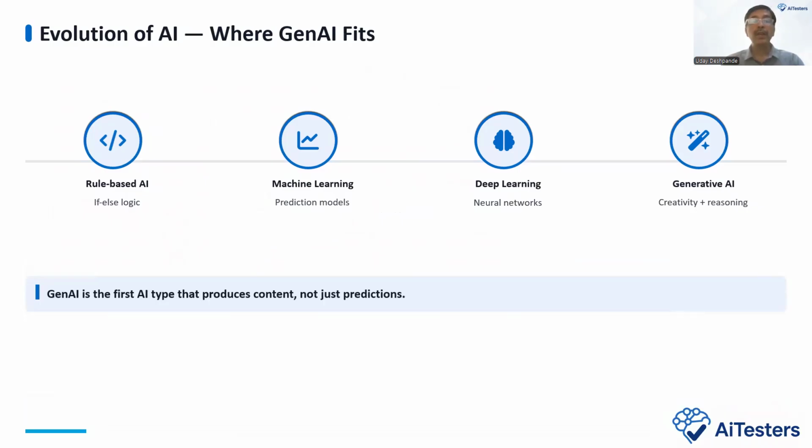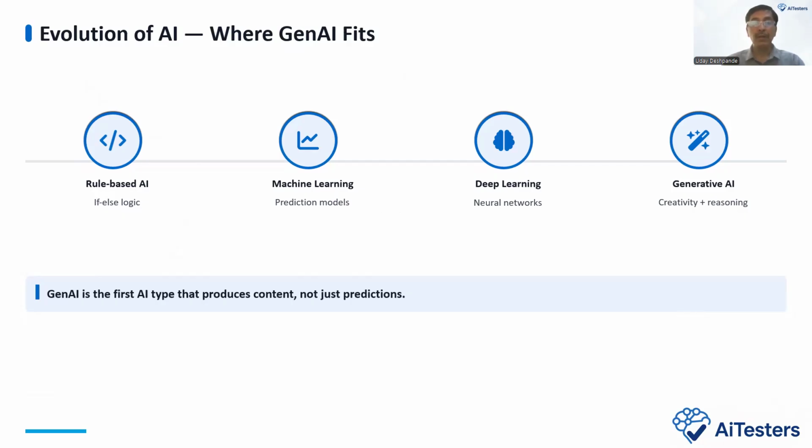To understand where generative AI fits, let's look at the evolution of artificial intelligence. It started with rule-based AI, simple if-else logic that followed predefined rules. Then came machine learning, which could build prediction models from data. Next was deep learning, utilizing neural networks to tackle more complex problems. And now we have generative AI, the first AI type that combines creativity with reasoning.